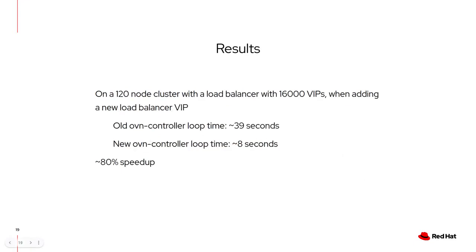To prove this change's merit, a cluster with 120 nodes and a single load balancer with 16,000 VIPs was created. Then a new VIP was added. Prior to this change, the OVN controller execution time after adding the new VIP was about 39 seconds. After the change, the execution time dropped to about 8 seconds, an 80% speed up.